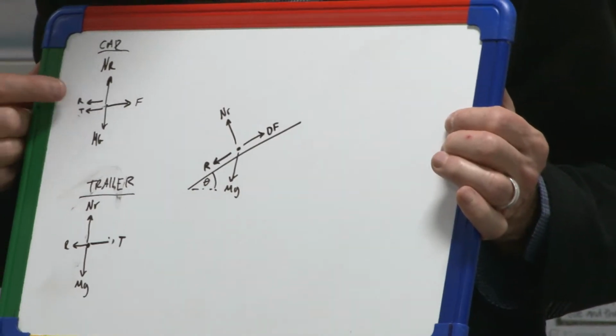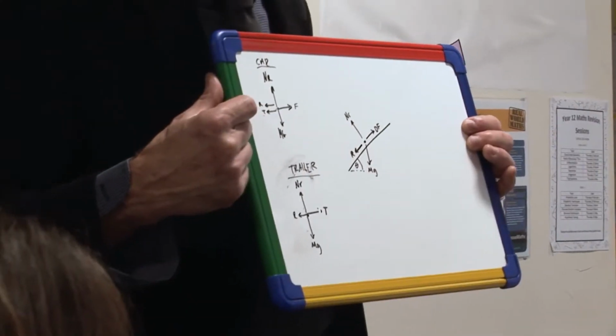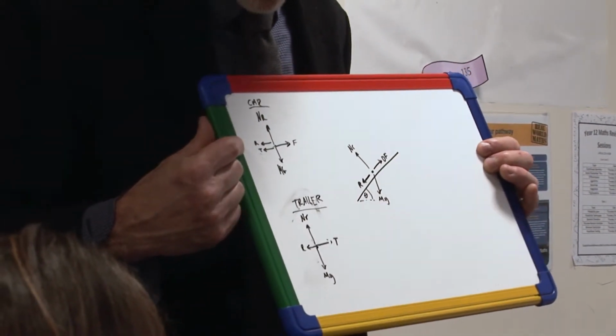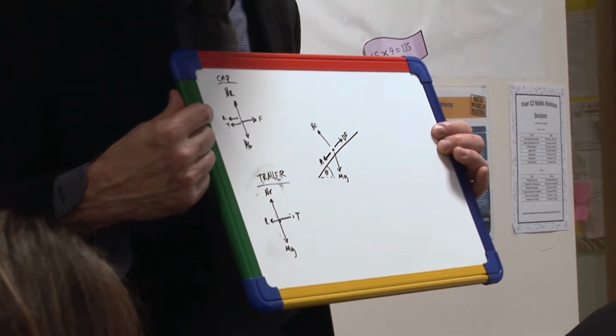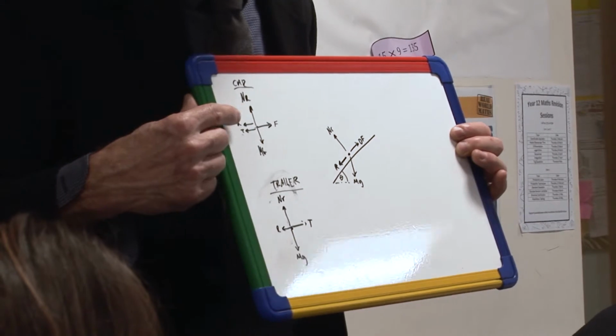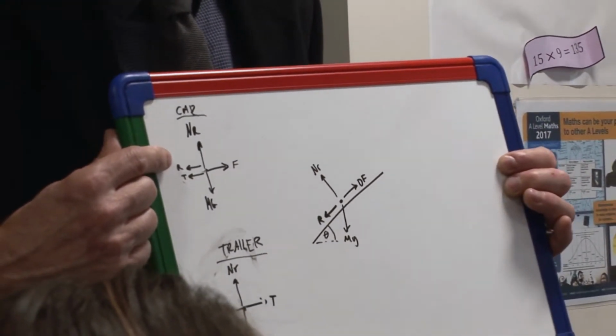So for the car, you've got the driving force acting forwards, and then you've got the tension from the trailer. I'm guessing it's a rope or something in there. And you've also got air resistance, and then you've got gravity acting down, and the normal reaction from the road. When you say air resistance? Or resistance. Friction as well.